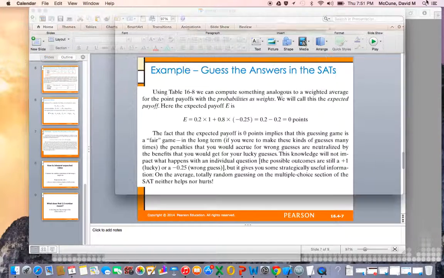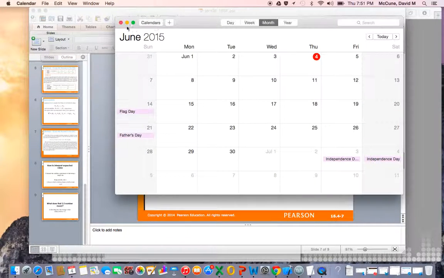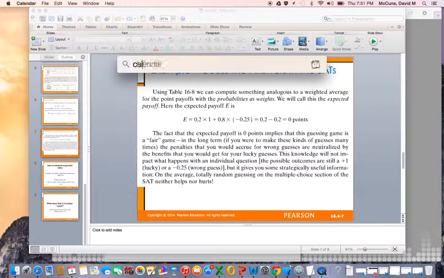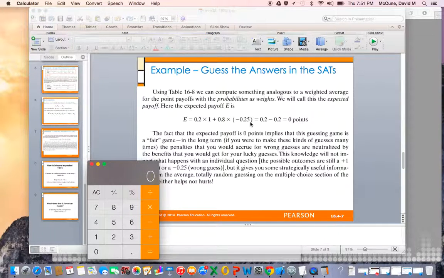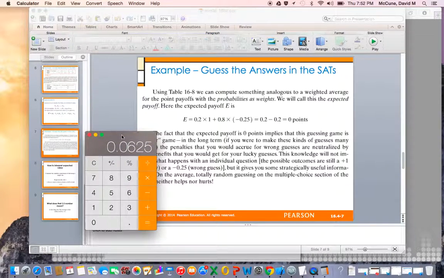Okay, so what is that? Let me just do it here. So 0.25 times 1 is, of course, 0.25. Now you have to do plus 0.75 times negative... Sorry, let's start again. So 0.25 minus 0.75 times that quarter. That gives you 0.0625. Okay, now notice that this number is positive, right?